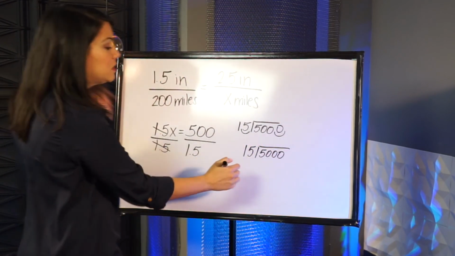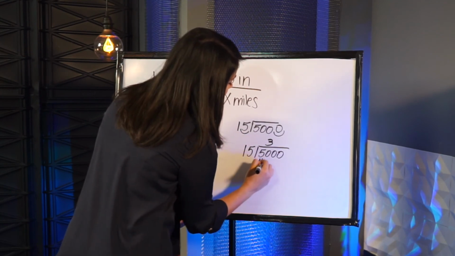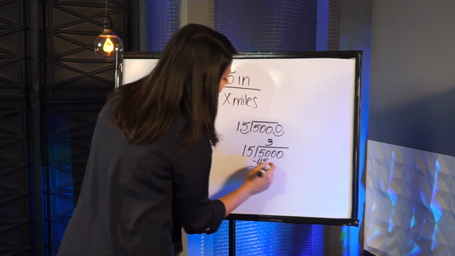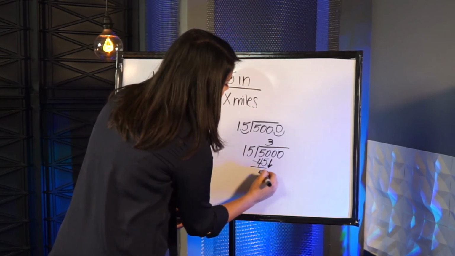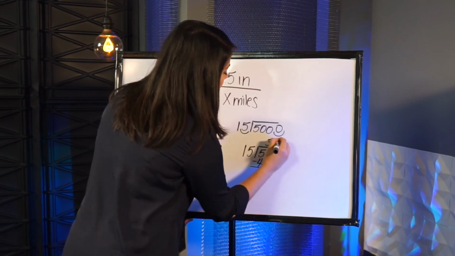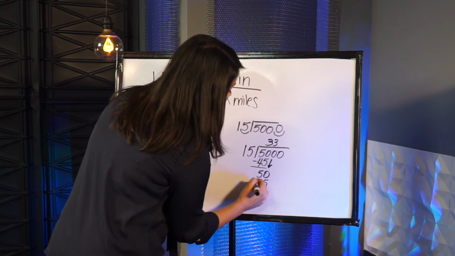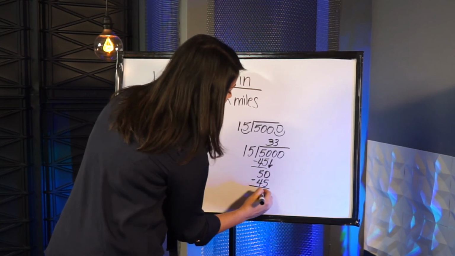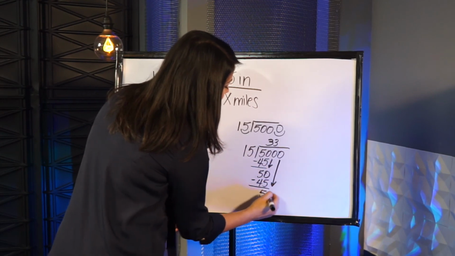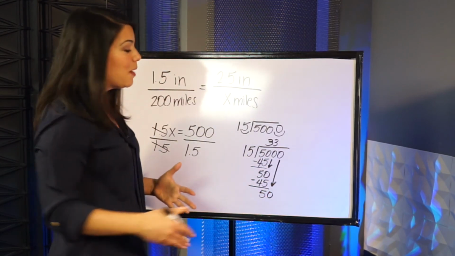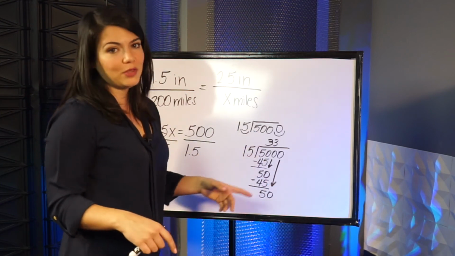So 15 goes into 50 3 times. 15 times 3 is 45. 50 minus 45 is 5. Bring down the 0. 15 goes into 50 3 times. 15 times 3 is 45. 50 minus 45 is 5. And we bring down the other 0. I know it feels like we're doing this a lot, but we have to make sure we use up all the zeros before we stop, because if we don't, we won't get the right answer.